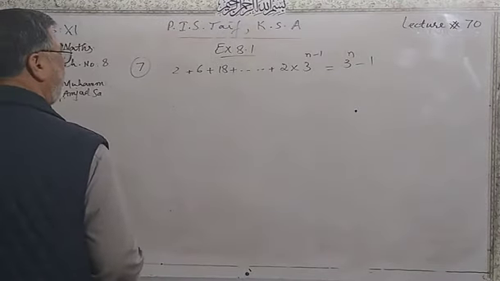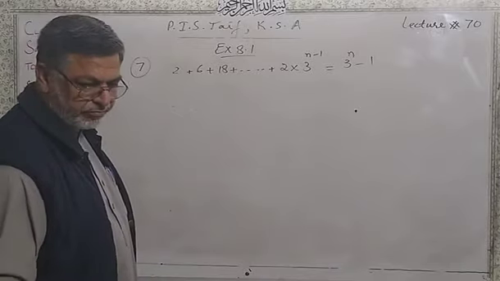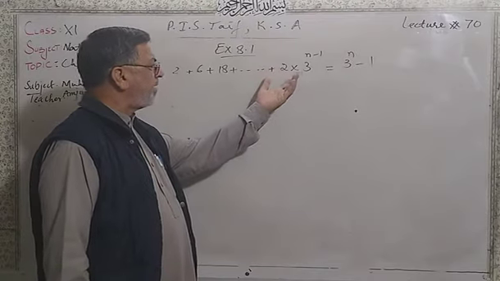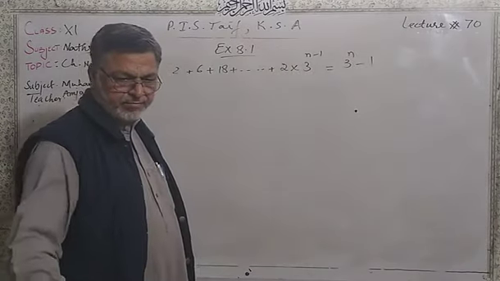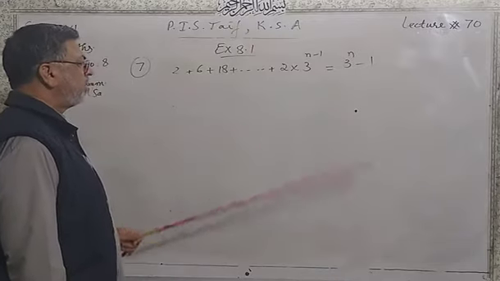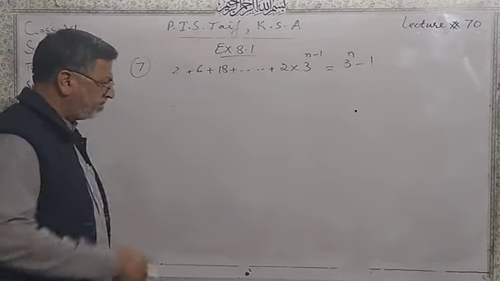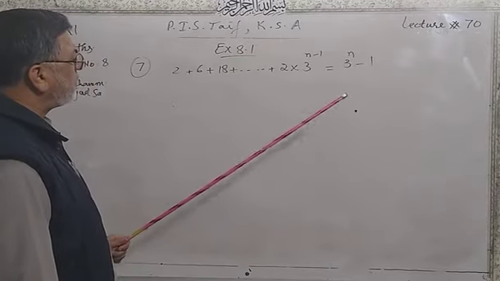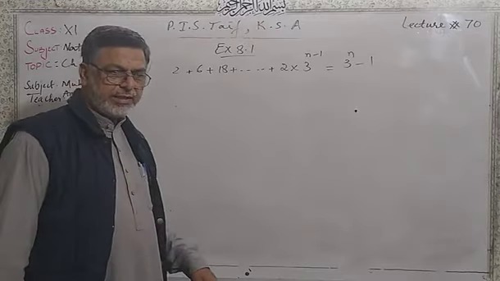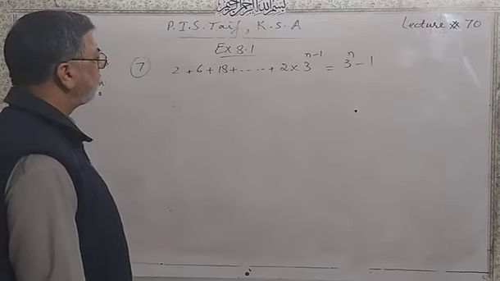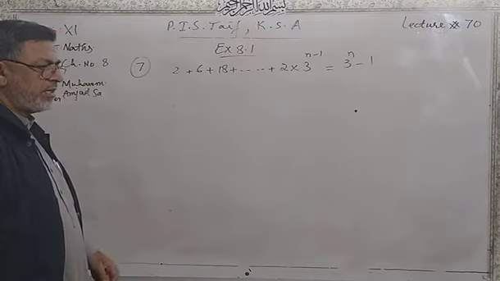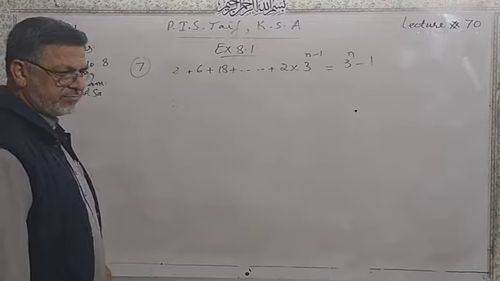Here we have, I told you the first condition was n is equal to 1. We have to prove that left hand side is equal to right hand side. We have to prove that this equation is true for n is equal to 1. Then we suppose that it is true for n is equal to k. And after that, we will prove that this equation is true for n is equal to k plus 1.